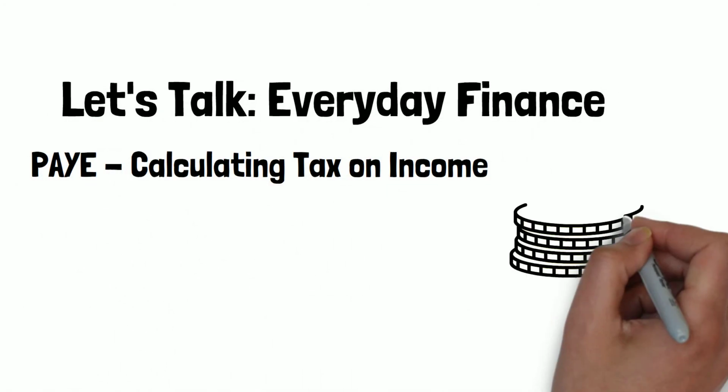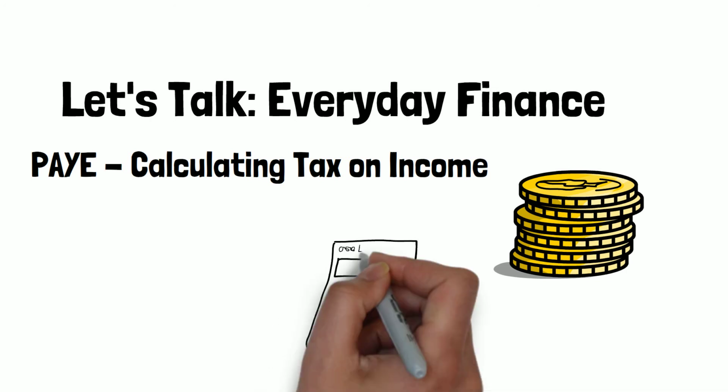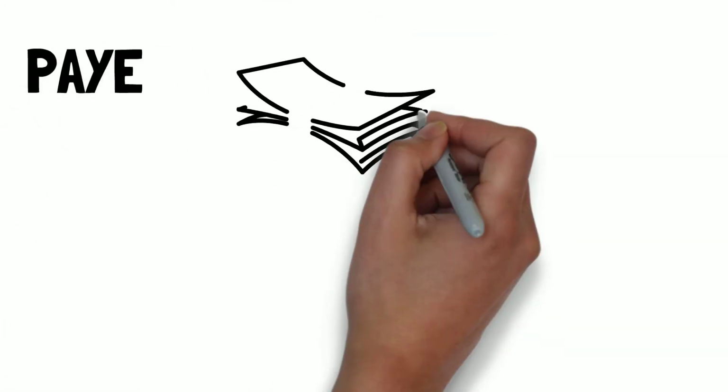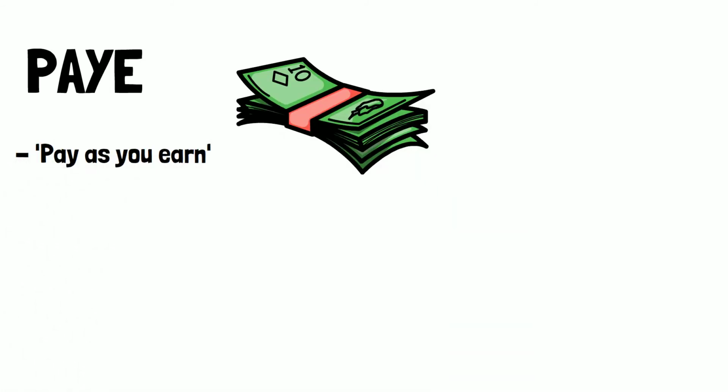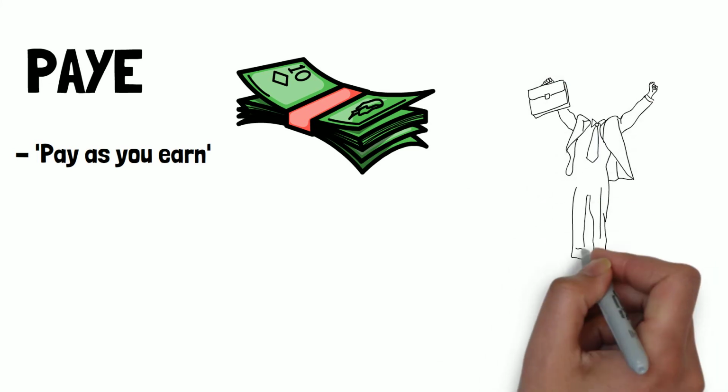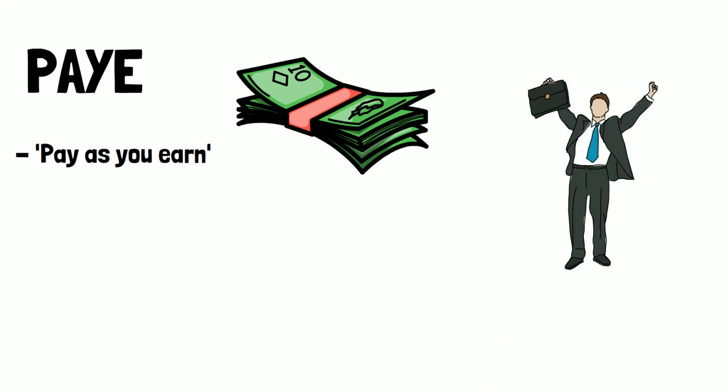In this video, we will be looking at how to calculate the tax on your income for somebody paying through PAYE. PAYE stands for Pay As You Earn and is the most common method of taxation in the UK, with over 30 million individuals receiving their pay from Pay As You Earn employment.